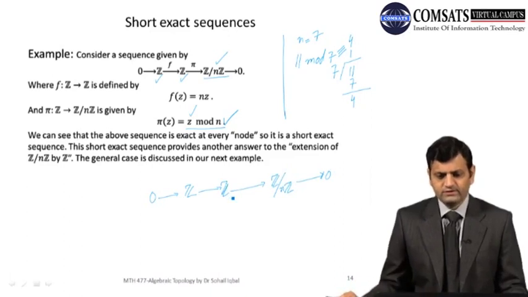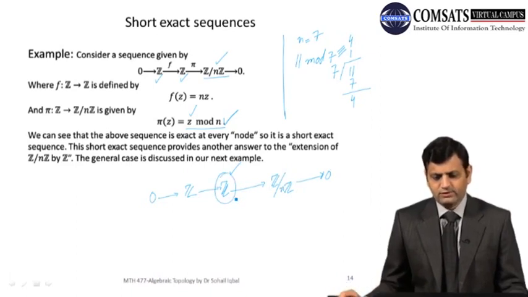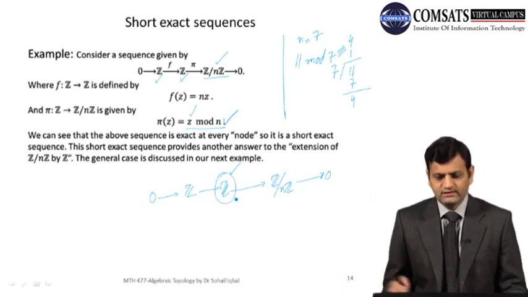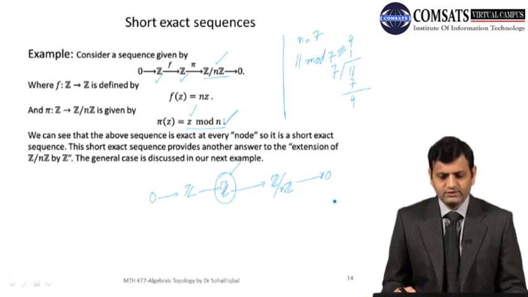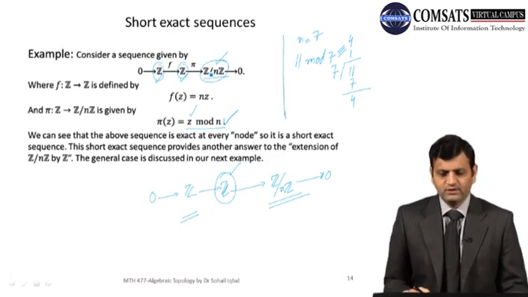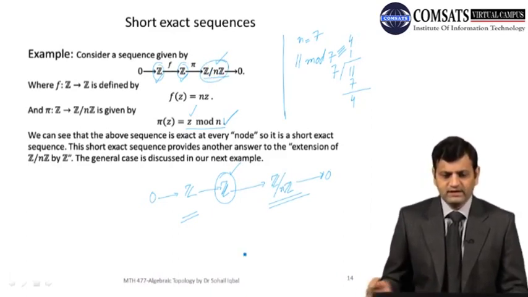In the previous example we constructed a short exact sequence which was just the direct sum of Z and Z quotient nZ. Now in this case we have taken this middle Z module to be Z, and this sequence is exact at each and every node, so it is a short exact sequence. So this is another answer to the extension of Z quotient nZ by Z. Of course we have to check that it is exact at each and every node, so I am leaving this as an exercise for you.